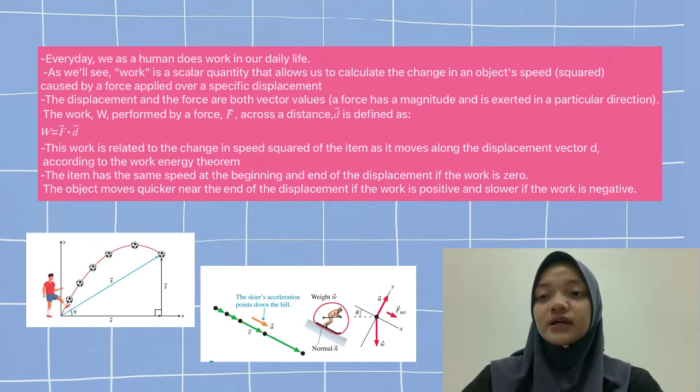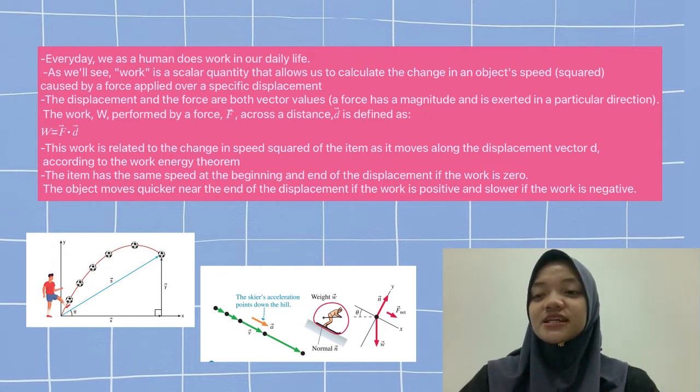The work, symbolized as W, performed by a force, symbolized as F, across a distance, symbolized as D, is defined as W equals F multiplied by D. This work is related to the change in speed of the item as it moves along the displacement vector, which is D. According to the work-energy theorem, the item has the same speed at the beginning and the end of the displacement if the work is zero.